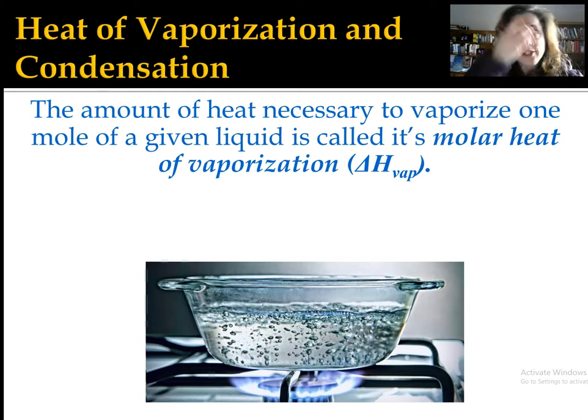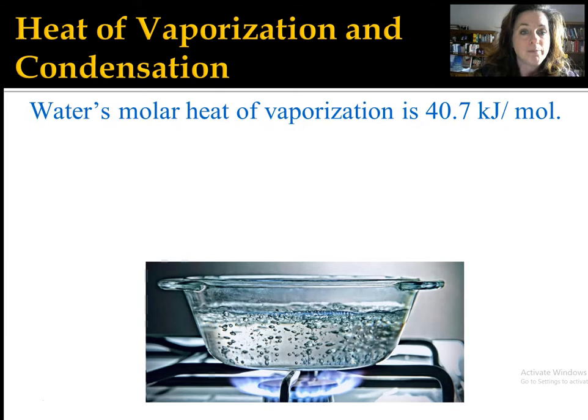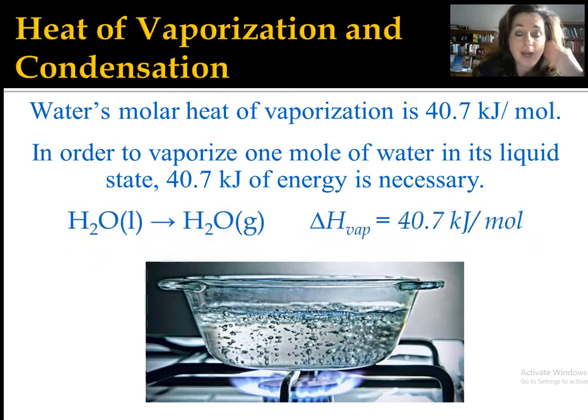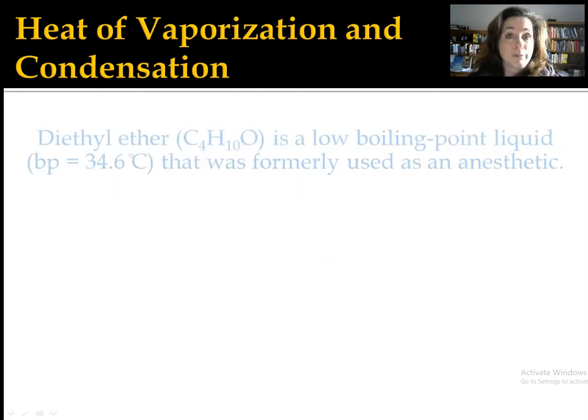So the amount of heat necessary to vaporize 1 mole of a given liquid is called its molar heat of vaporization. And water's molar heat of vaporization is 40.7 kilojoules per mole. In order to vaporize 1 mole of water in its liquid state, 40.7 kilojoules of energy is necessary. And we show in that equation the phase of water going from its liquid state to its gaseous state. We see that in that case, it's going to absorb 40.7 kilojoules per mole of energy.